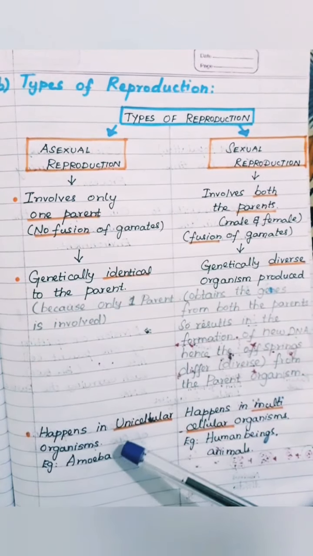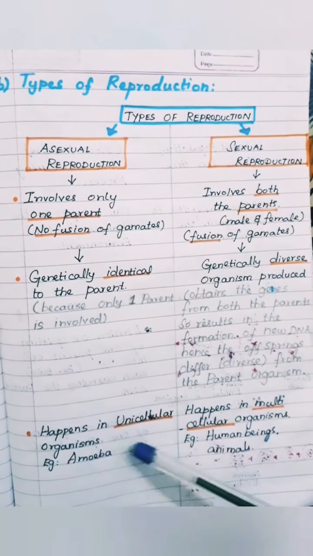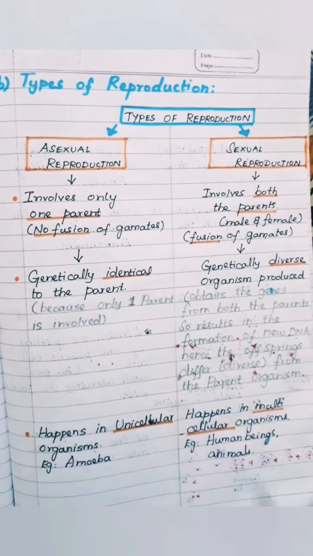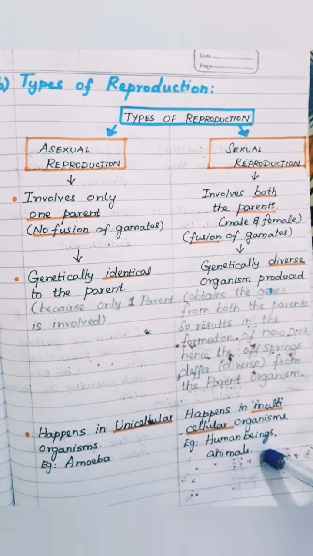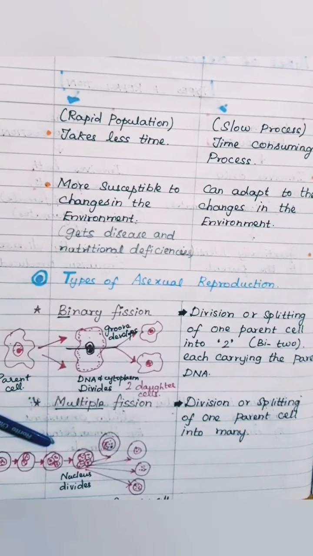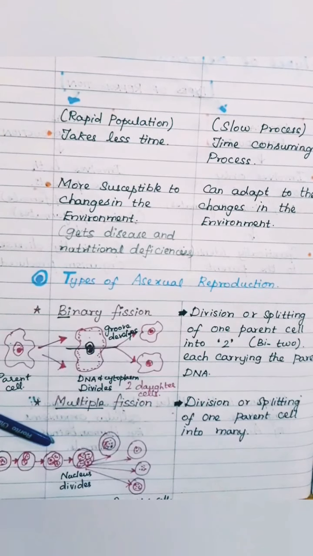Third point, the asexual reproduction happens only in unicellular organisms, lower grade organisms which have only one cell, for example amoeba, whereas the sexual reproduction happens in multicellular or higher grade organisms, for example human beings and animals. Coming to the fourth point, asexual reproduction takes less time, whereas sexual reproduction is a time-consuming process. Only one parent is involved here, so the time consumed for the production of offspring is very less.